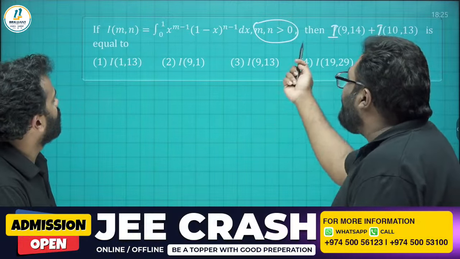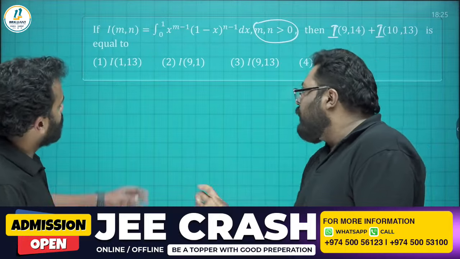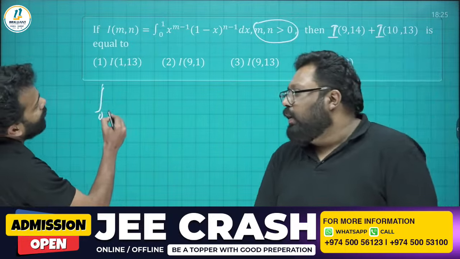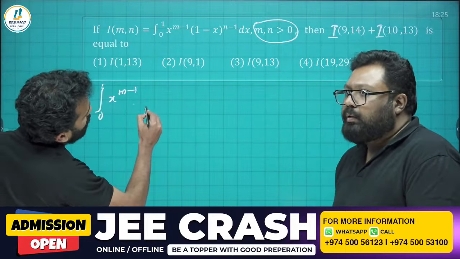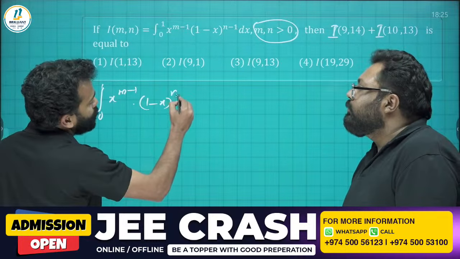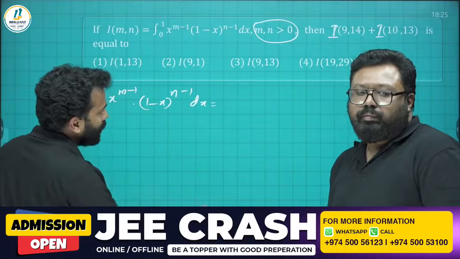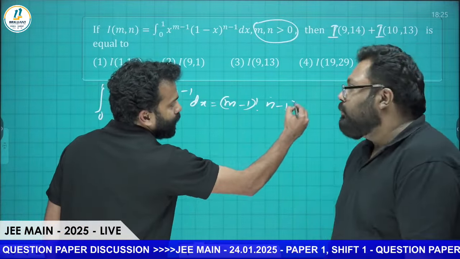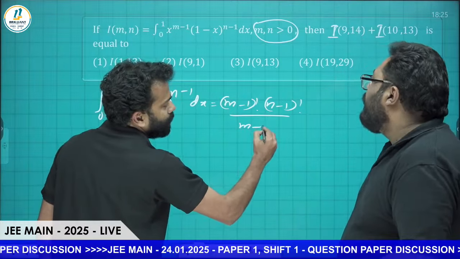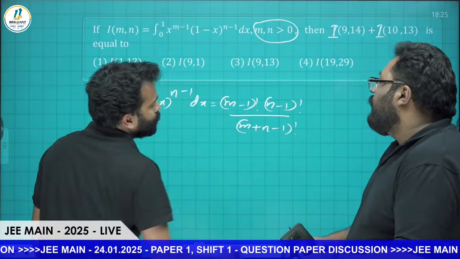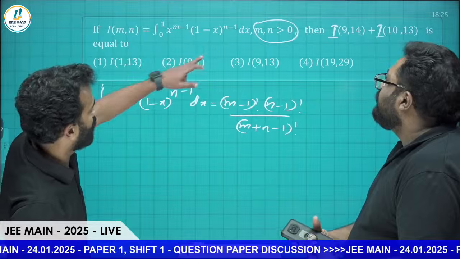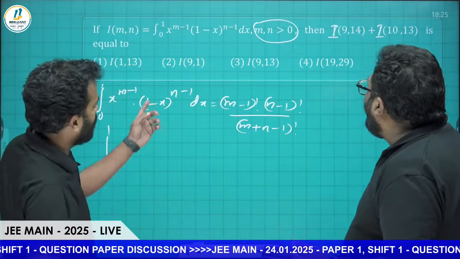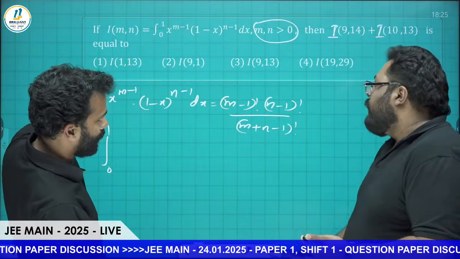You can just use the beta method. This is a direct question, we have a direct result for this, my dears. For x raised to m minus 1 into 1 minus x the whole raised to n minus 1 dx, the corresponding formula is m minus 1 factorial into n minus 1 factorial divided by m plus n minus 1 factorial. So for I_9,14, m is 9 and n is 14. You just put that over here.